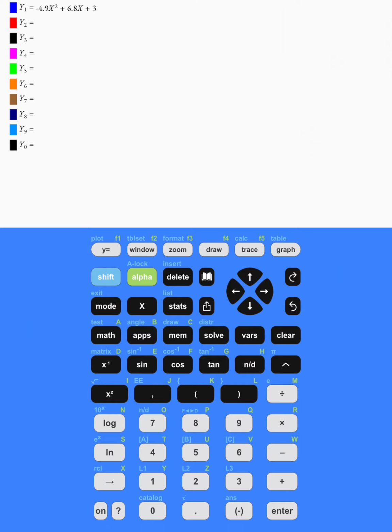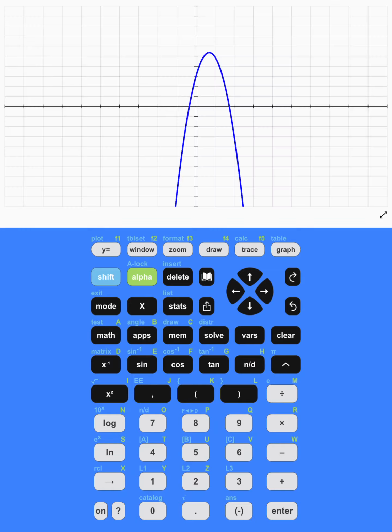Now, our next thing is we go to the window and we set it to the standard window. That would be where your x minimum is negative 10, your x max is positive 10, your scale is 1, your y minimum is negative 10, your y maximum is positive 10, and your scale is 1. So this is called the standard window. I usually start with this and then I adjust depending on the situation. So let's graph it and see if we can see a nice parabola shape. So we're going to press graph.